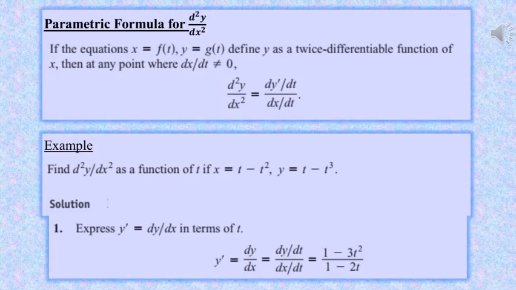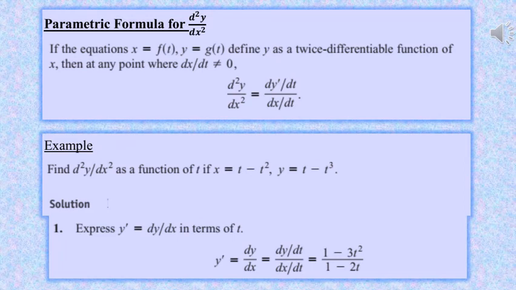Now the parametric formula for the second derivative, d2y by dx2. We have the parametric equations x equals f of t, y equals g of t, and the first derivative of this given function is dy by dx, which equals dy by dt divided by dx by dt. For the second derivative, we apply d by dx on both sides, and with the help of the chain rule, we find d2y by dx2 equals dy prime by dt divided by dx by dt.